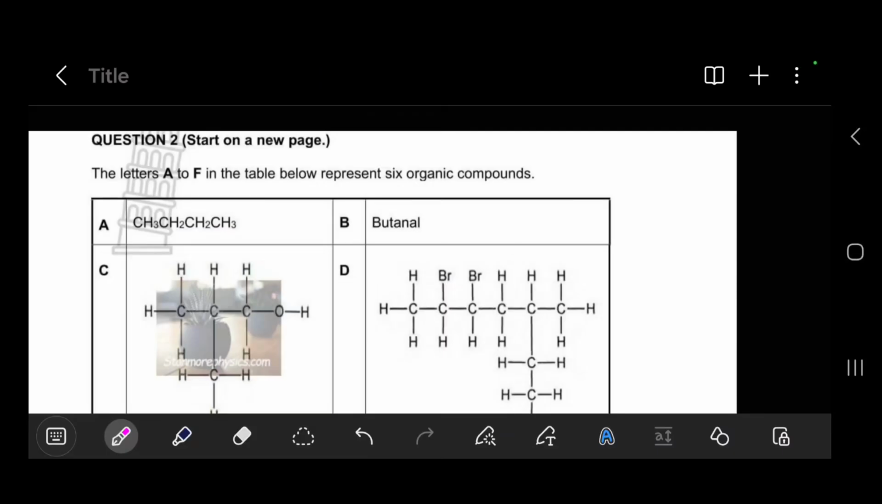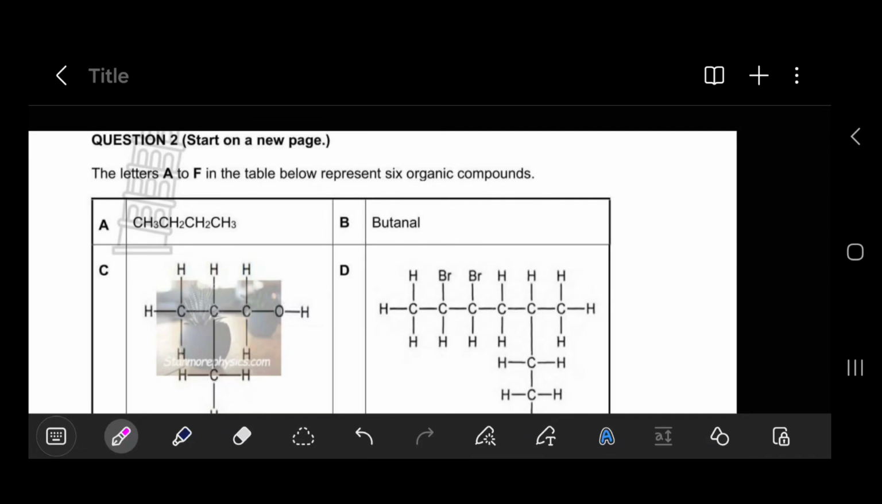Here is practice problem 3, part of organic chemistry, naming of compounds. It says the letters A to F in the table below represent 6 organic compounds. Let's start off by analyzing what we have. Compound A, we notice, contains only carbon and hydrogen. It is a hydrocarbon, so we are expecting it to either be an alkane, alkene, or alkyne.